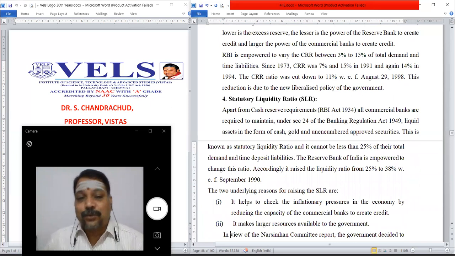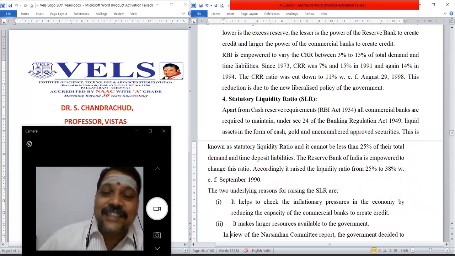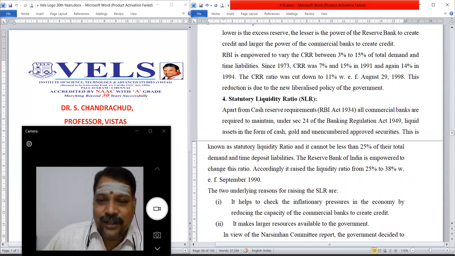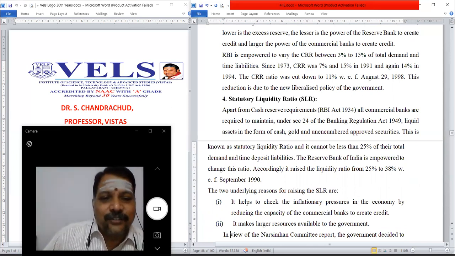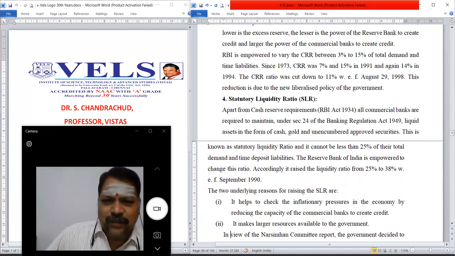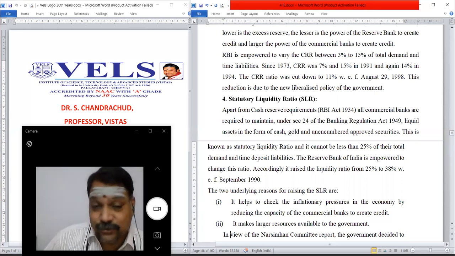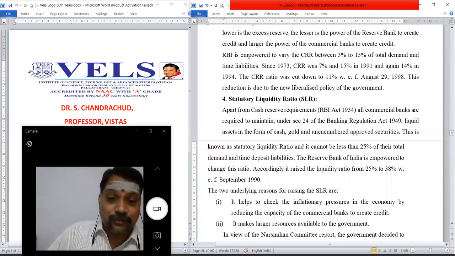Now, let us move to the SLR. SLR is the statutory liquidity ratio. Apart from the cash reserve requirement under the RBI Act 1934, all the commercial banks are required to maintain, under Section 24 of the Banking Regulation Act 1949, liquid assets in the form of cash or gold or approved securities. This is known as the statutory liquidity ratio, and it cannot be less than 25% of the total demand or time deposit liability. 25% they have to keep.